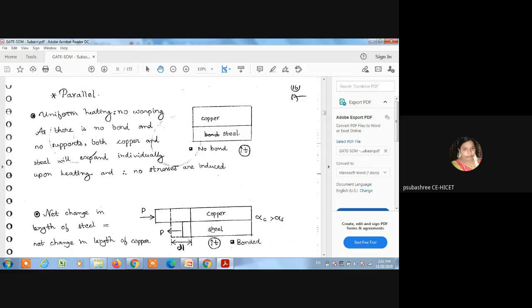Then in parallel, with uniform expansion, no warping as there is no bond and no support, both copper and steel will expand individually. It is called a composite bar.